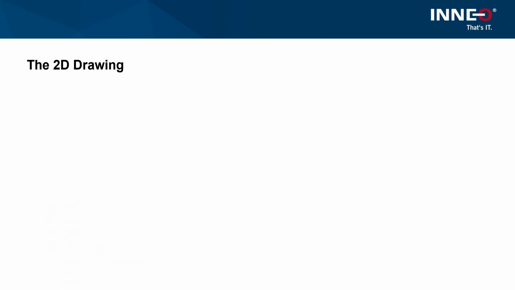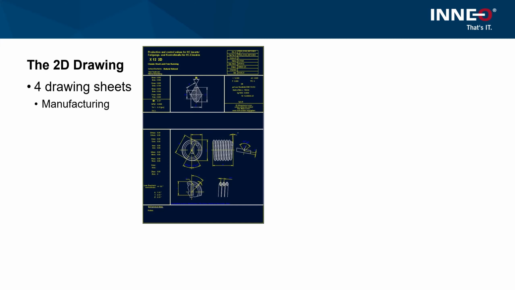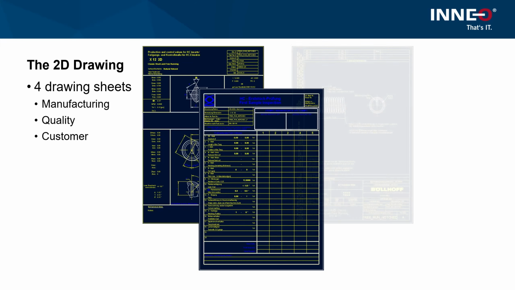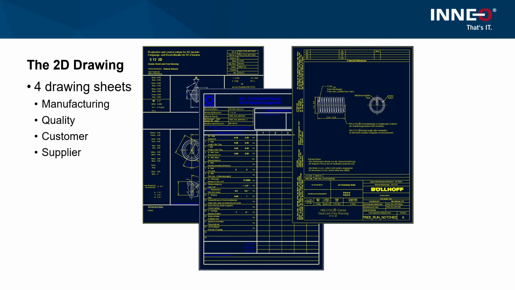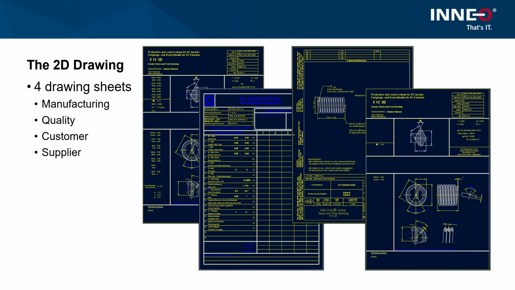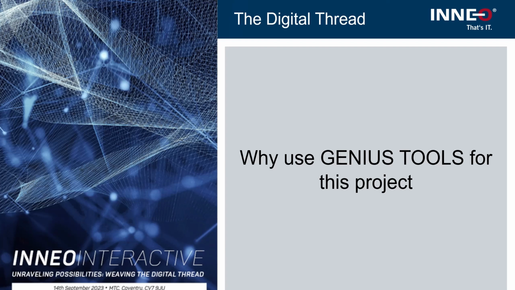So from this 2D or 3D model, we then also created 2D drawings, or a 2D drawing with multiple sheets in it. The first one was the one that's used for manufacturing. They've then got another drawing that goes to the quality department, another one that goes to the customer, and then one to the supplier to specify the material that they need. So all this information comes from that one single file. So if they change the values inside the 3D model, it will then update for the manufacturer, the quality, customer, and supplier. All those different drawing sheets would update directly.